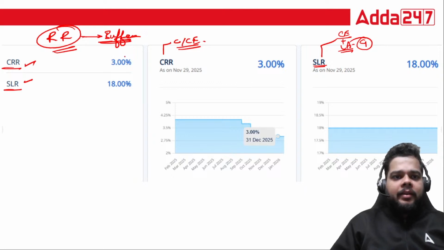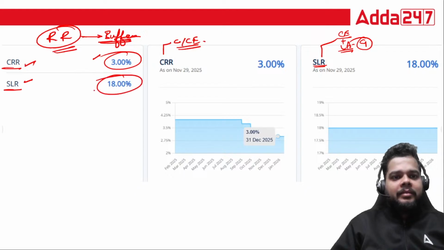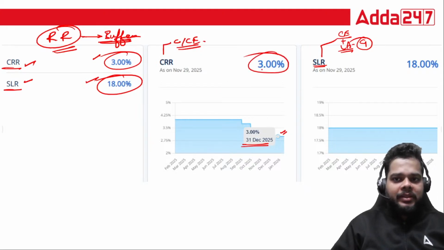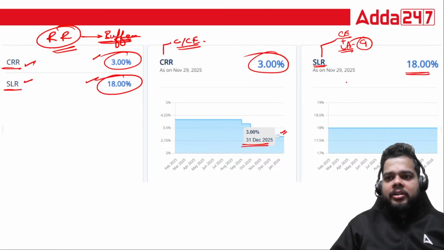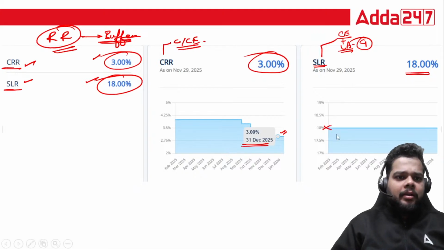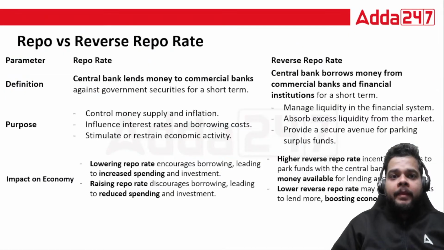So CRR, which data you should remember, is 3% for our examination, and 18% is the SLR. And why I'm saying for our examination is because updates till 31st December 2025 will be asked, and as on 31st December 2025, the CRR was 3% and the SLR was 18%. It has been like this for quite a few years.